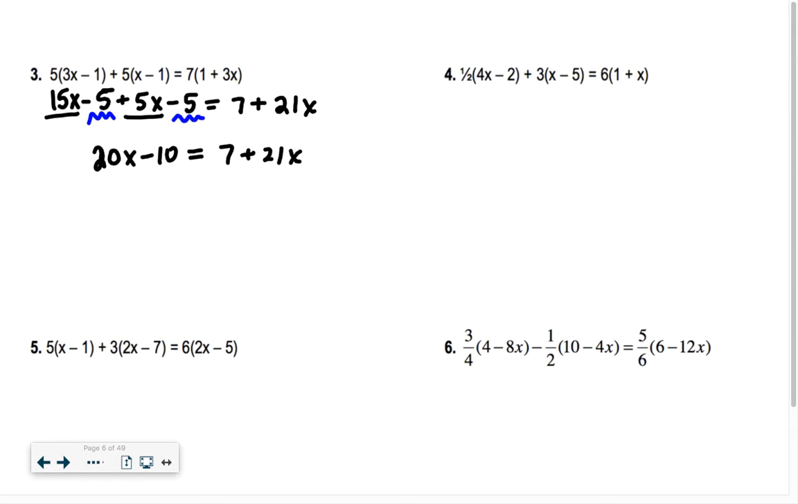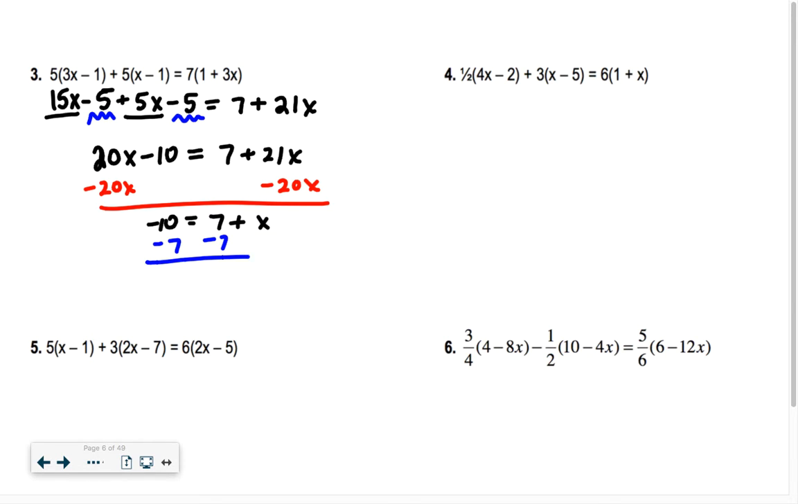So we're still good? All right, subtract 20x from both sides. So we get negative 10 equals 7 plus 1x. And then subtract the 7 from both sides. So we get negative 17 is equal to x. That's our answer.